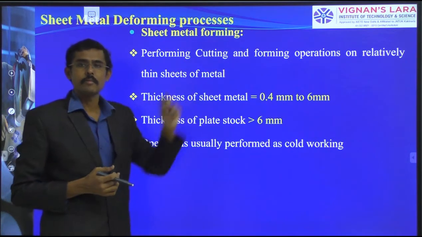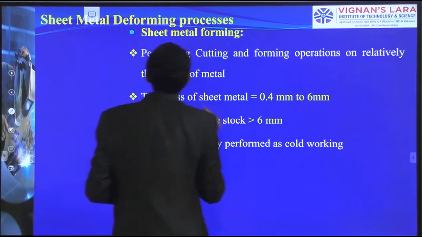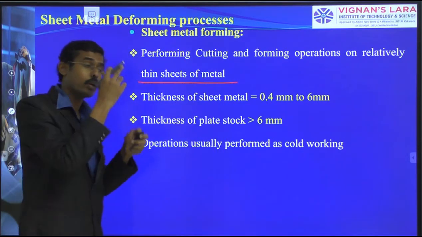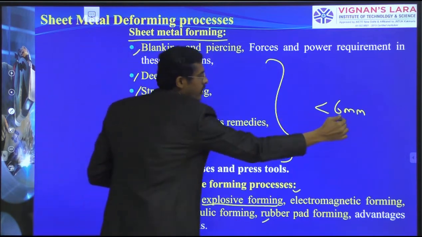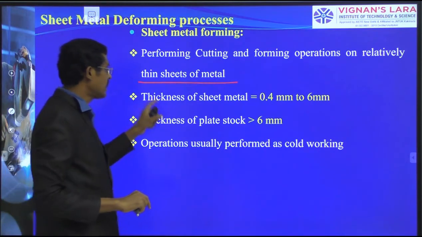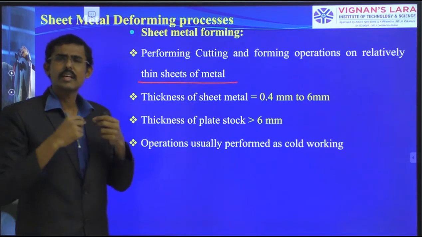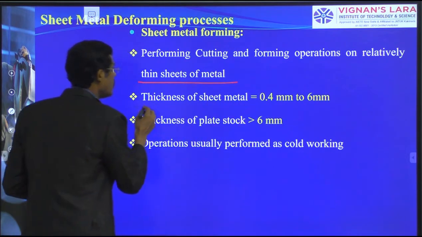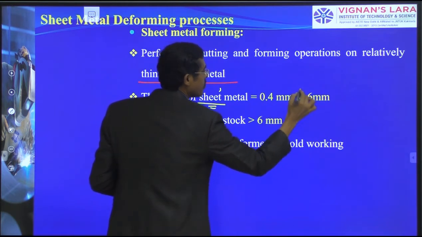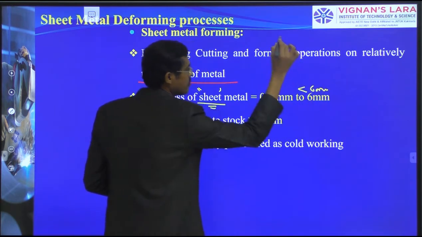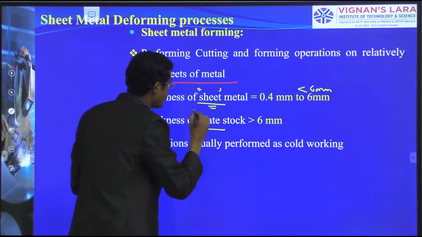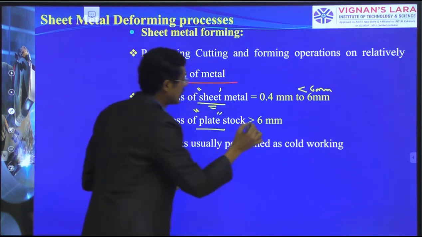Performing cutting and forming operations are relatively for thin sheets of metals. The thickness of the sheet metal which I am considering, I use the word sheet, is up to 6 mm. It means less than 6 mm. Now you see the next point. For the thickness of the plate, here I use the word plate, which is greater than 6 mm.